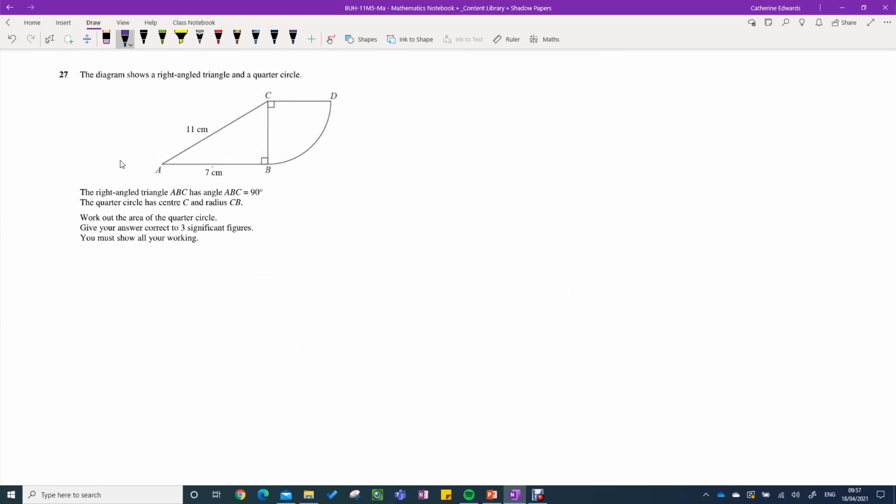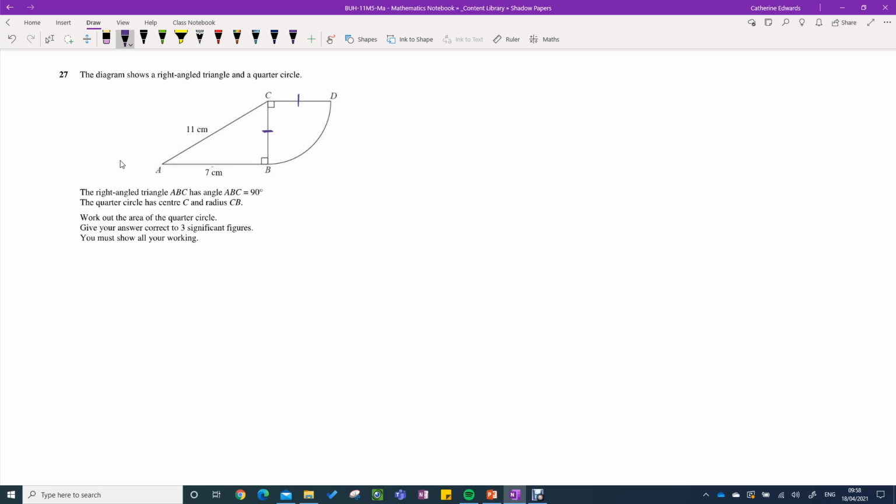The diagram shows a right angle triangle and a quarter circle. Okay, so it's always good, we have a look at these things and we put information onto the diagram. So because it tells me it's a quarter circle, I already know that this side and this side are the same length. It's got angle ABC equals 90. Okay, so that's already on there. The quarter circle has centre C and radius CB. Work out the area of the quarter circle. Give your answer to 3 significant figures.